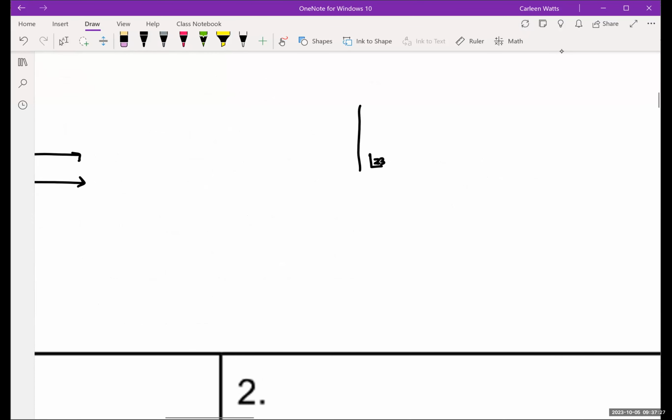So angle 4 is alternate interior with angle 5. That leaves angle 3, which is alternate interior with angle 6. Alternate interior.